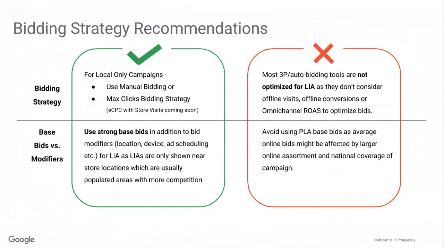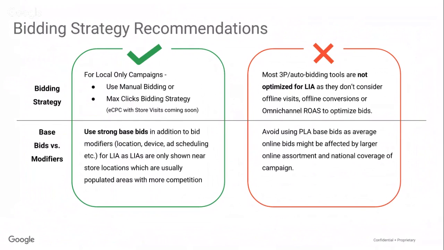As I mentioned, bidding is really important and you have to come up with a local bid strategy that's differentiated from your online strategy. For local only campaigns, we recommend using manual bidding or max clicks bidding until Google comes out with an optimization to bid for store visits, which we do believe is coming soon. We recommend using really strong base bids in addition to bid modifiers like location, device, or ad scheduling for local inventory ads, as these are shown near store locations and at a much more granular geographic level where there might be more competition for that click.